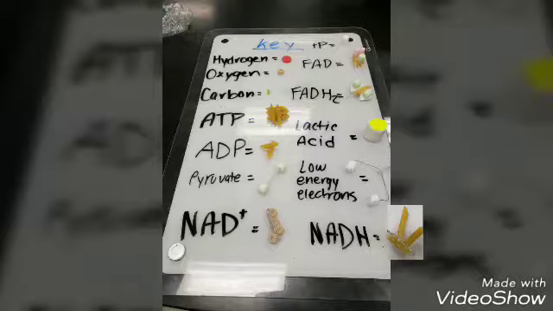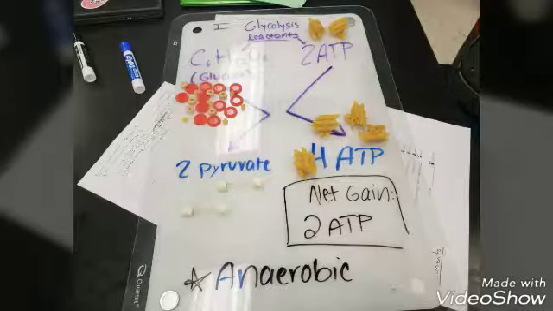So this is our key. You can see everything except that plus P is a Cheerio with a marshmallow. Carbon is a small pasta noodle. And everything else you can see.